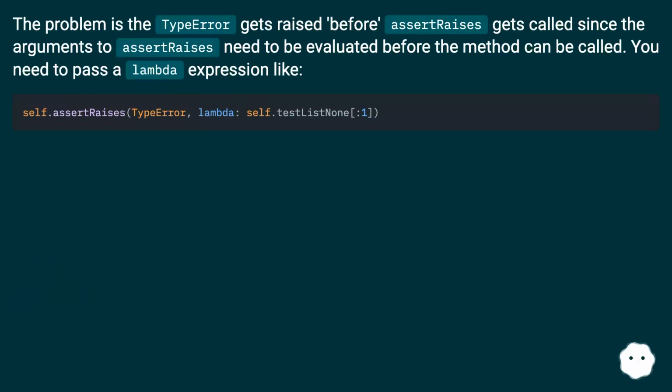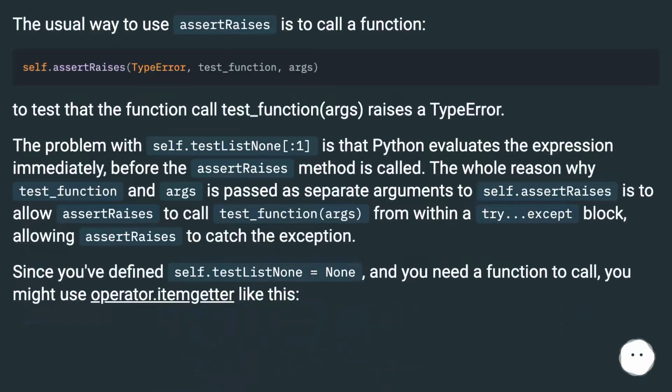The problem is the TypeError gets raised before assertRaises gets called, since the arguments to assertRaises need to be evaluated before the method can be called. You need to pass a lambda expression like. The usual way to use assertRaises is to call a function, to test that the function call test_function(args) raises a TypeError.